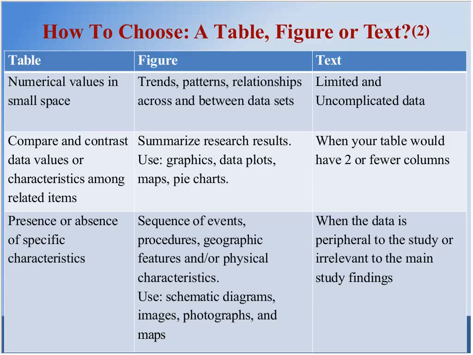I also wanted to note that the APA manual suggests that reporting the results of most statistical tests, you would do that in the text and not in tables. I think that's just sort of the definition of, these findings show that. Finally, you would choose to use text when you have limited or uncomplicated data, when your table would have 2 or fewer columns, or when the data is peripheral to the study or irrelevant to the main study findings.